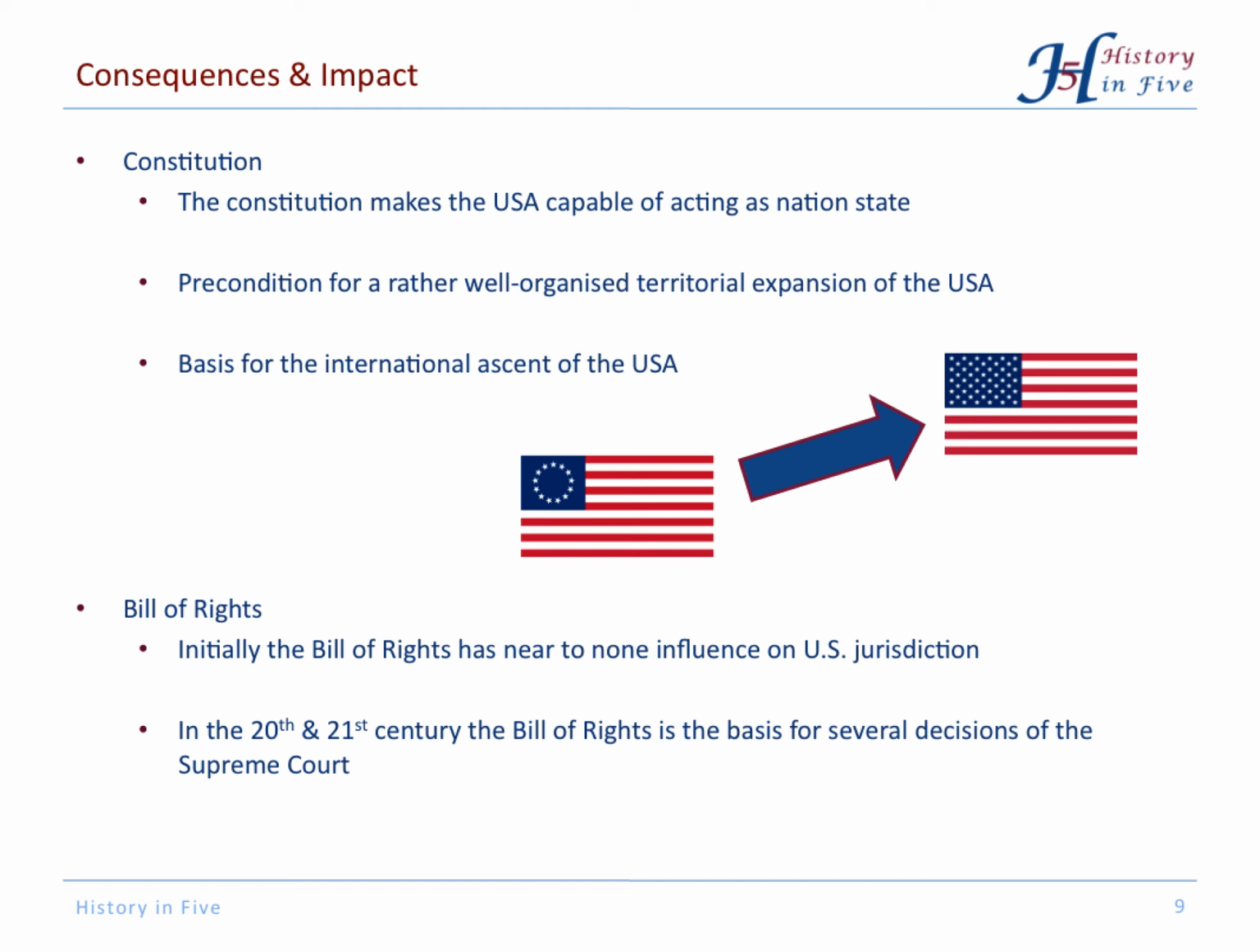Initially, the Bill of Rights had no influence or near to no influence on US jurisdiction. But in the 20th century, the Supreme Court took the Bill of Rights as a basis for several decisions. One example, during the 70s, the death penalty was abandoned temporarily, and that is because of the 8th Amendment, no cruel and unusual punishments. That was the US Constitution and the Bill of Rights in 5.